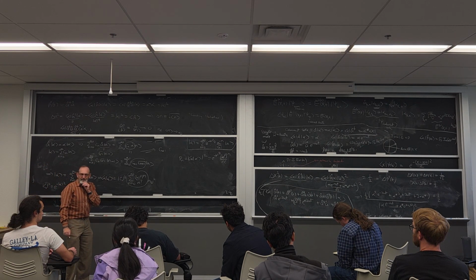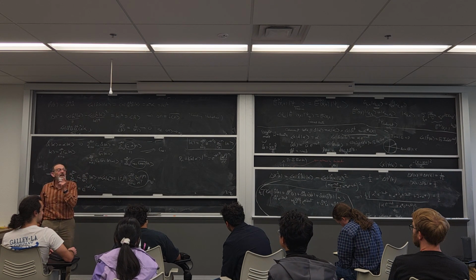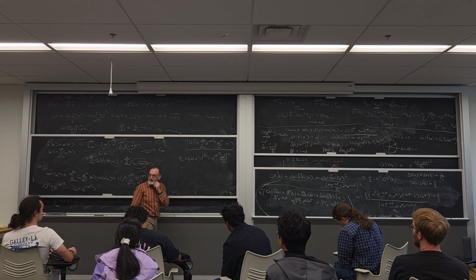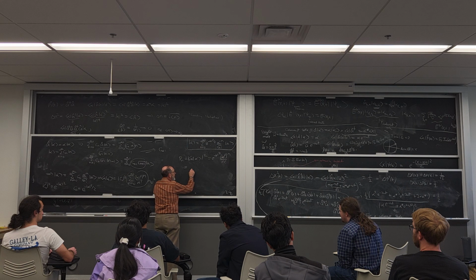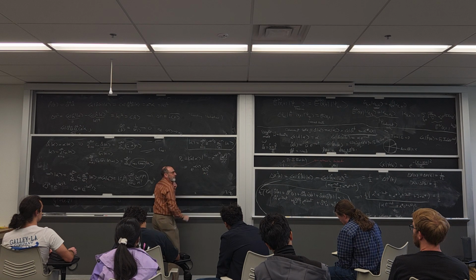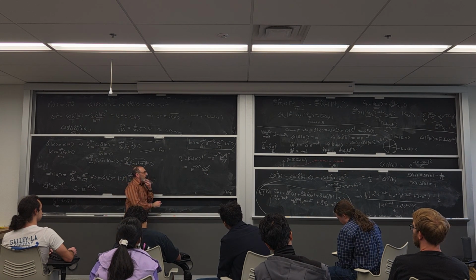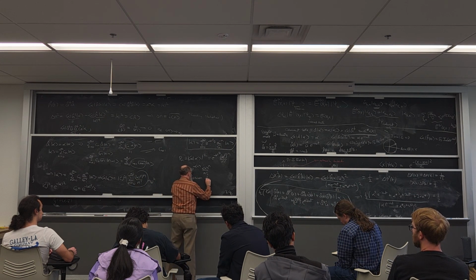But alpha squared is the mean number of photons, the mean number of quanta. So this probability distribution is e to the minus average n to the n over n factorial, right? Which is called a Poisson distribution.